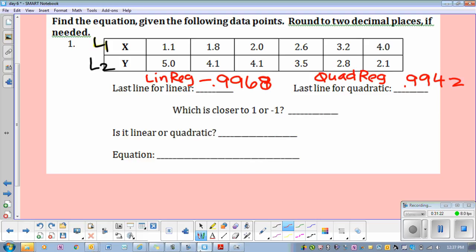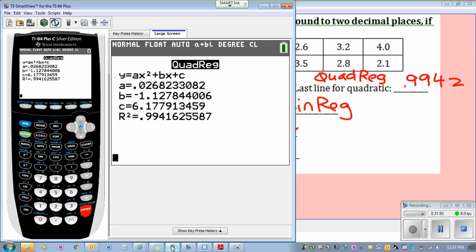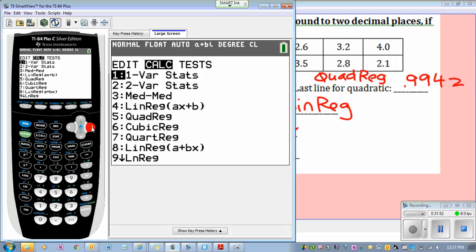Look at those two numbers. Which one is closer to 1 or negative 1? Lin reg. Good. So then it's linear. That's the one that you want to go with. And then you want the equation. Unfortunately, my calculator still has the quad reg equation up, so I have to go back and get my lin reg. Stat, calc, lin reg.